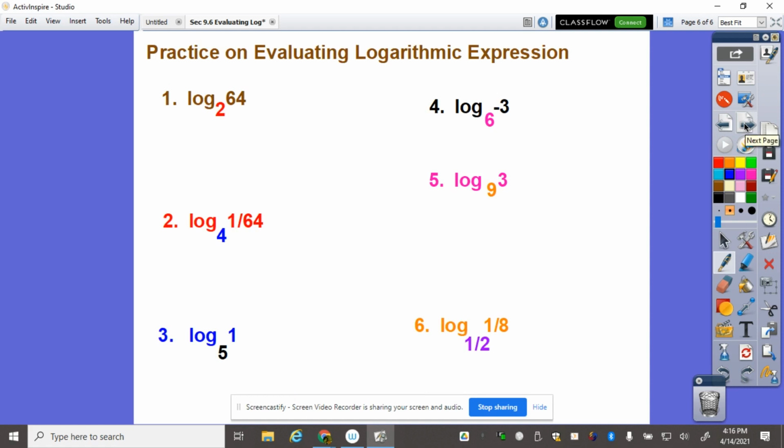I would like you to try and practice this set of problems. Pause it and try it on your own. There you go. Okay, log of 64 to the base of 2. Again, I'm going to think of a number that when you multiply 2 multiple times will give you 64. Or what must be the exponent of 2 that will give you 64?